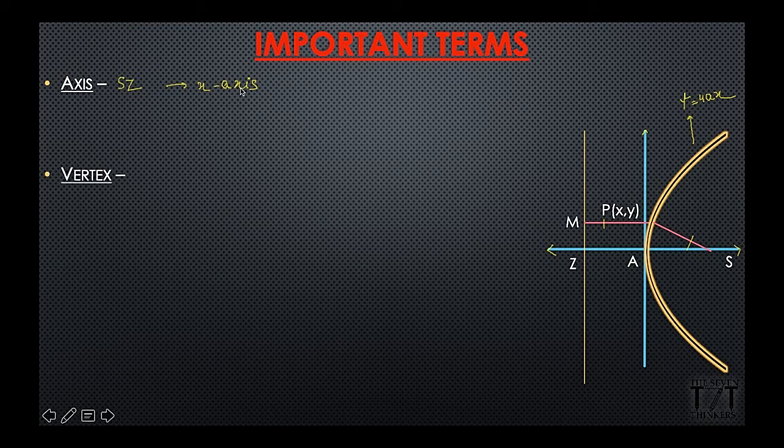The next term is vertex. What is the vertex? The intersection of the conic section with the axis is the vertex. Did you see the A? Yes, A is the vertex of the given parabola. Just assume the y-axis and x-axis intersect at point A, and in the previous lecture we also saw that this intersection was at the point (0, 0). So the vertex A is the origin of the given parabola. So we have seen what the vertex is for the parabola y square is equal to 4ax.